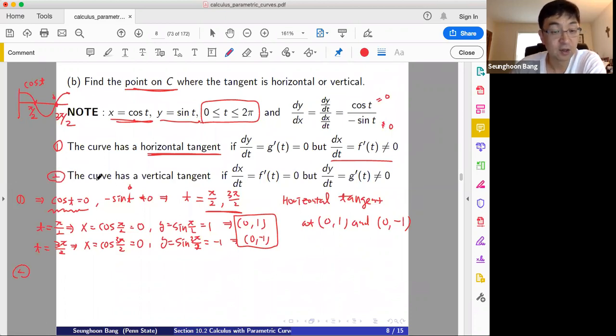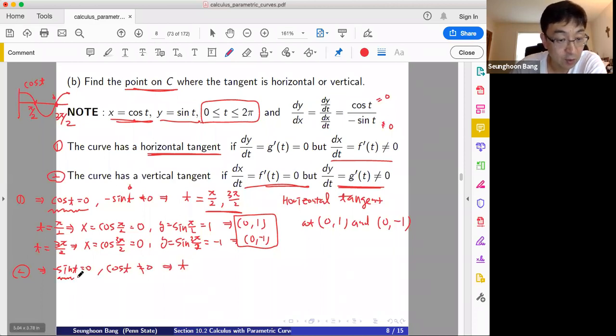The second one is where the curve has a vertical tangent line. What's that? The bottom one equal to 0. The bottom one is negative sine of t equal to 0. Another one, the top one is non-zero. The top one is cosine t is non-zero. You can just solve this one first. Sine of t equal to 0.